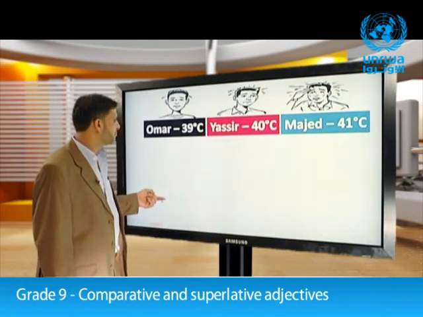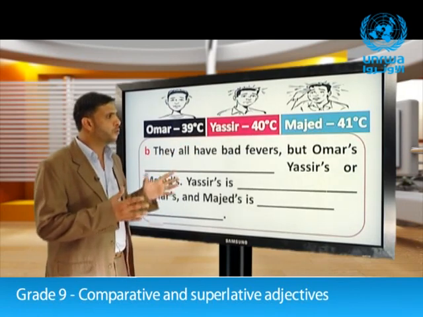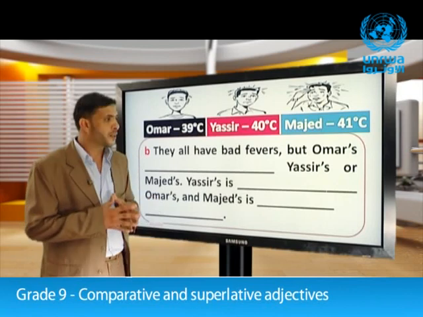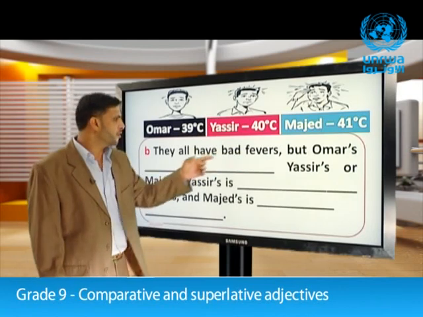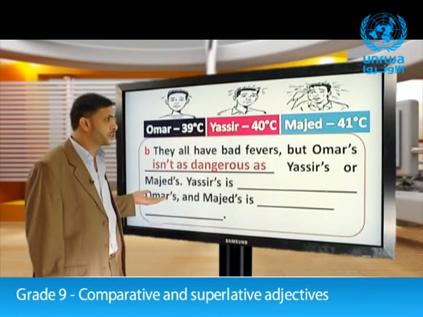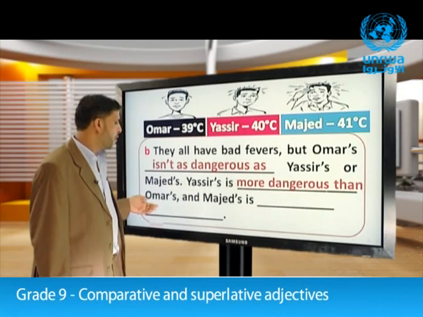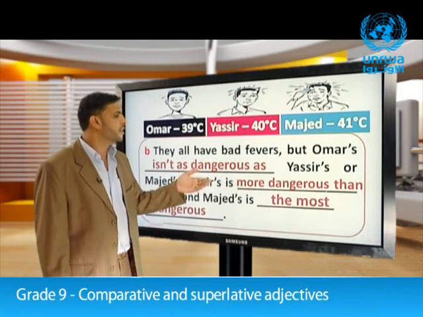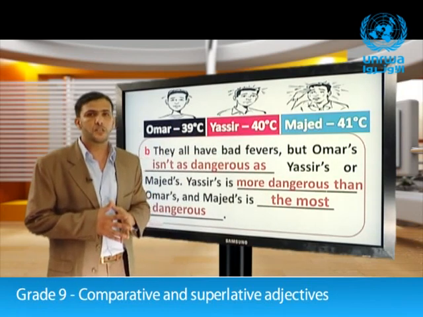Look at B. They all have bad fevers. But which is the most dangerous? Let's see. But Omar's isn't as dangerous as Yasser's or Majid's. Yasser's is more dangerous than Omar's, and Majid's is the most dangerous. As you see, Majid's is the most dangerous.